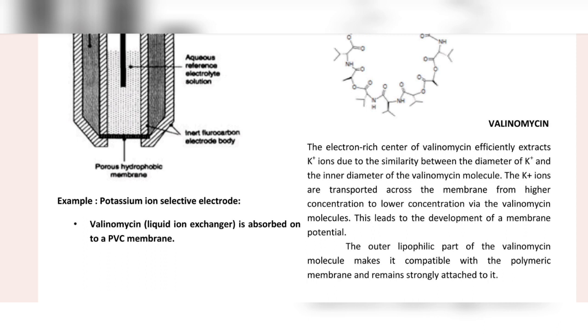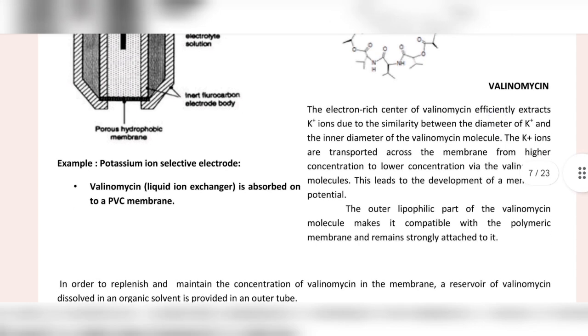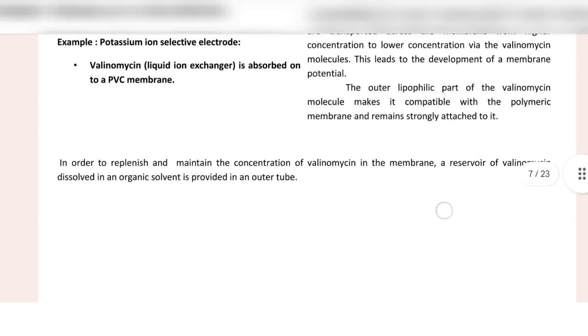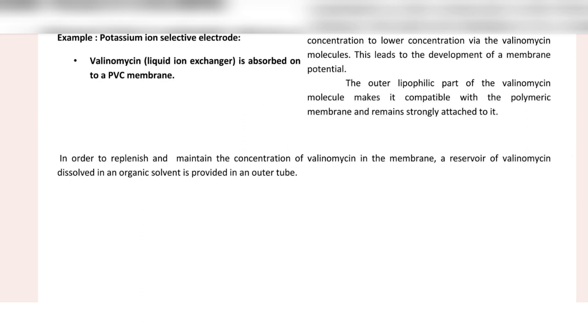So this transportation of K plus ions through this polymer membrane leads to the development of a membrane potential. The outer lipophilic part of the valinomycin makes it compatible with the polymeric membrane and remains strongly attached to it. In order to replenish and maintain the concentration of valinomycin in the membrane, a reservoir of valinomycin dissolved in an organic solvent is provided in the outer tube. This is just a construction part, and you have to know the principle behind this.